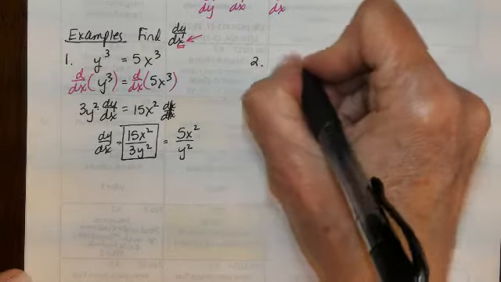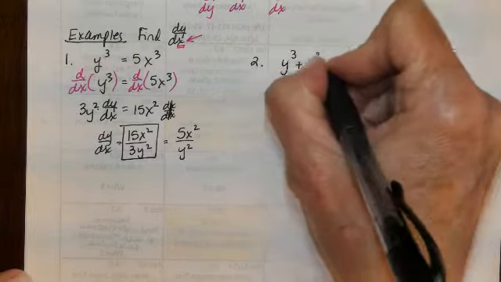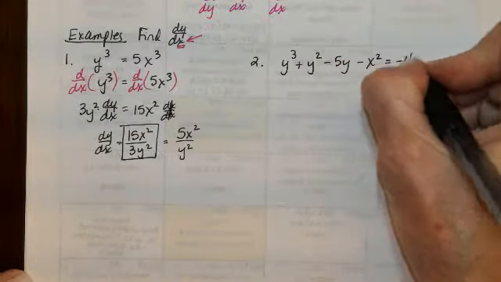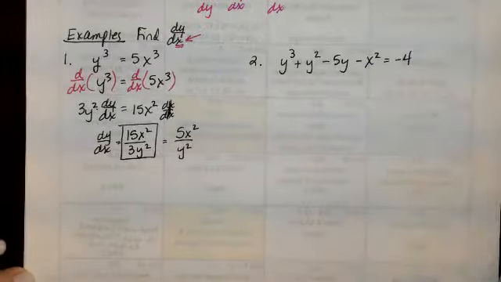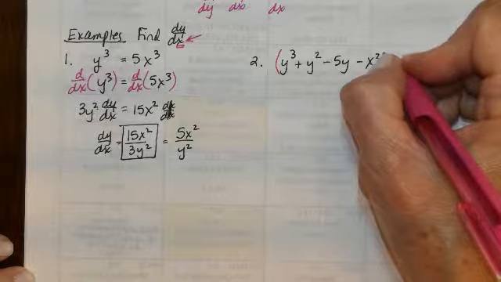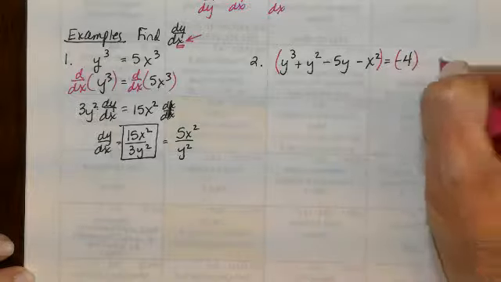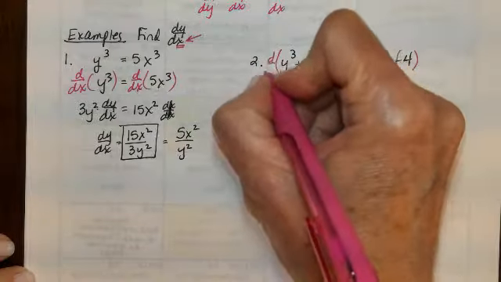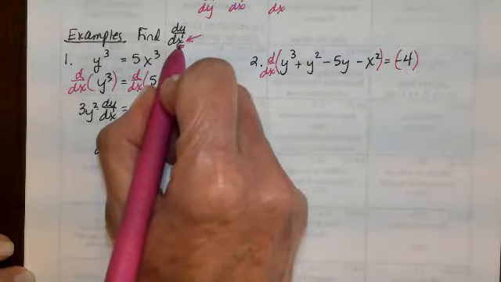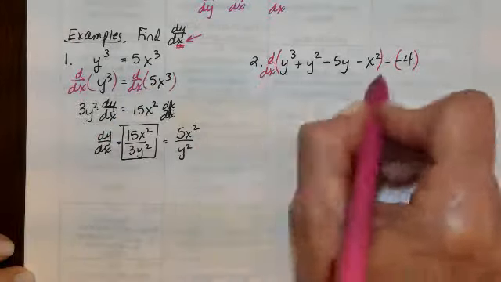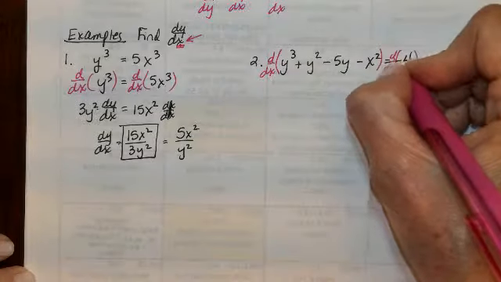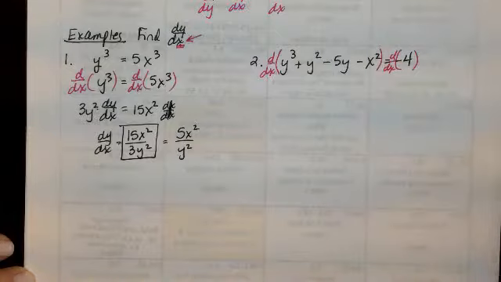What if we have this? y cubed plus y squared minus 5y minus x squared is equal to negative 4. Find dy dx. Well, I'm going to begin by taking the derivative of both sides with respect to x. Why with respect to x? Because of that x right there. If we were trying to find dy dt, then I would take the derivative with respect to t of both sides. Okay? So take the derivative of both sides with respect to x.